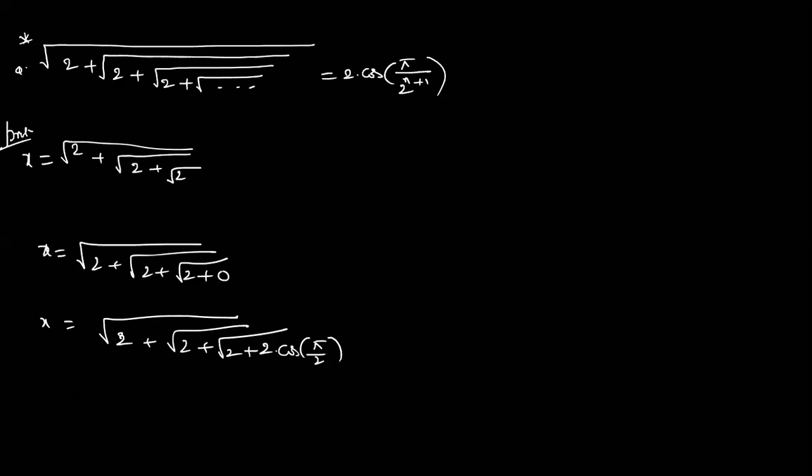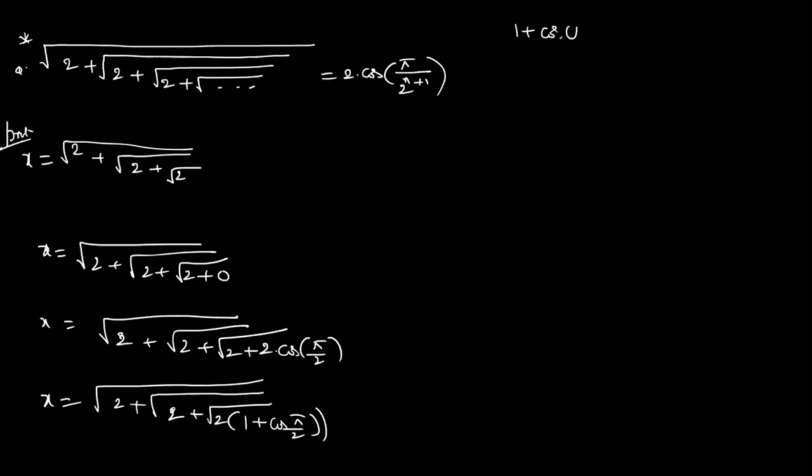See carefully. 2 plus 2 into, take the common factor, cos pi by 2 is coming. Observe. So here we are using one property. 1 plus cos theta is equal to, what is the answer, anyone? 2 cos square theta by 2. This concept is based on the submultiple angles. 1 plus cos theta is how much? 2 times cos square theta by 2.